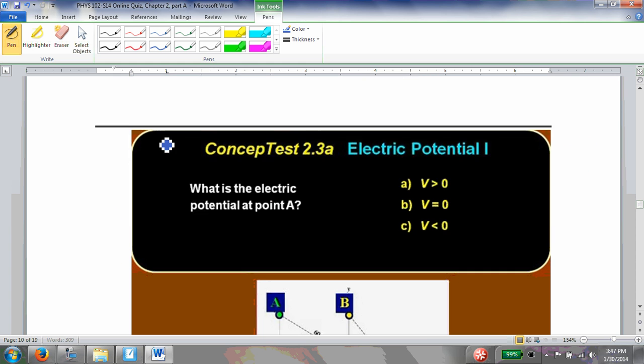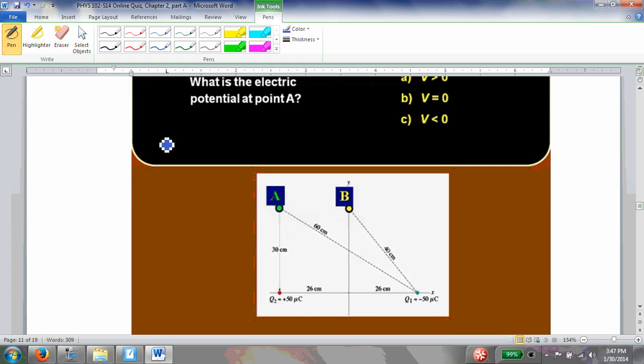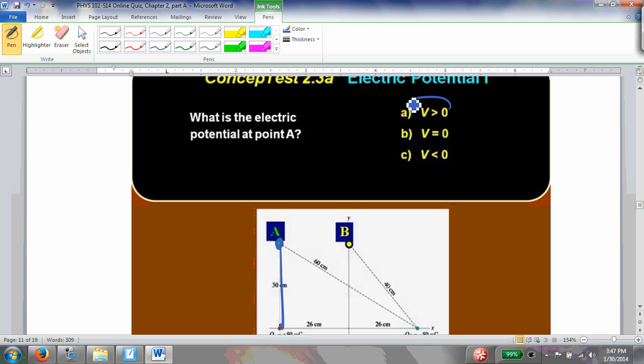All right, what is the electric potential at point A? At point A, I have a plus 50 over here and a minus 50 over here. Well, it is closer to the plus 50, so the potential is going to be dominated by that positive charge. Remember, potential is KQ over R. And if R is small, that means V is big. Since R is small for the positive charge, that positive charge is going to dominate the potential.